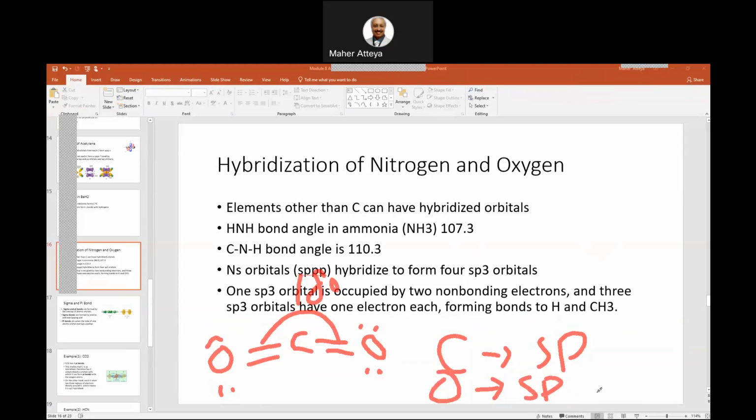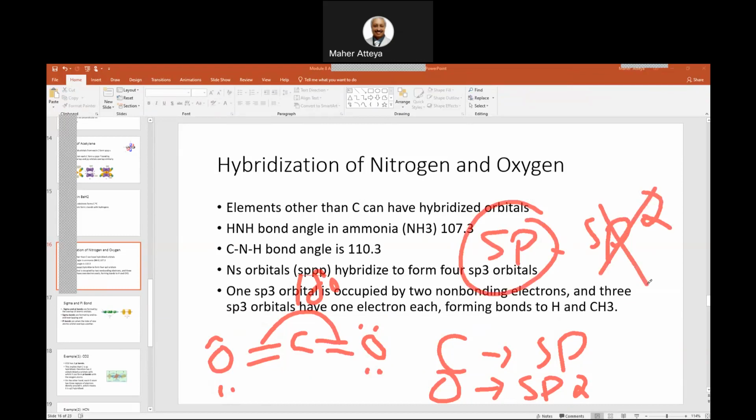However, the oxygen here does not contribute with the whole oxygen. It is sp2, but the interaction is not sp2. You have to watch for this. Oxygen does not really hybridize itself fully. The terminal atom does not, but the central atom does hybridize itself. This is correct. However, this one here is not really sp2. It connects itself to the p orbital of oxygen.